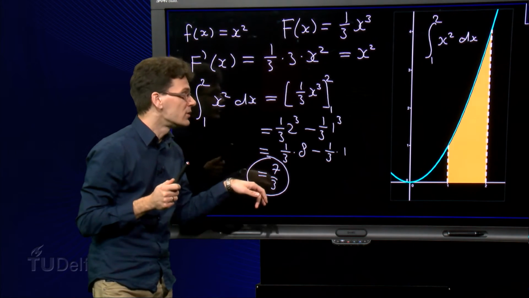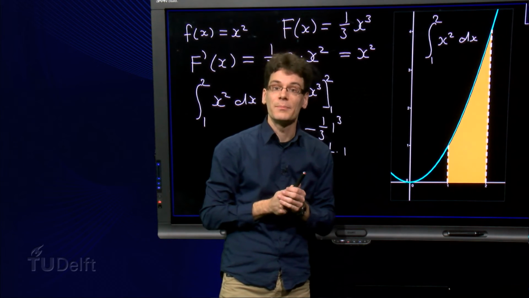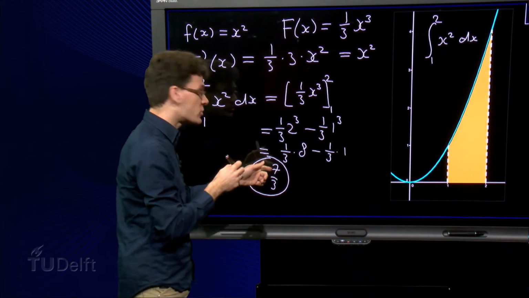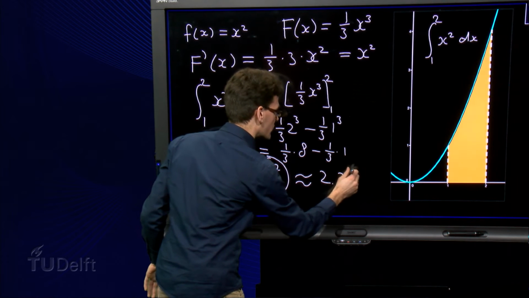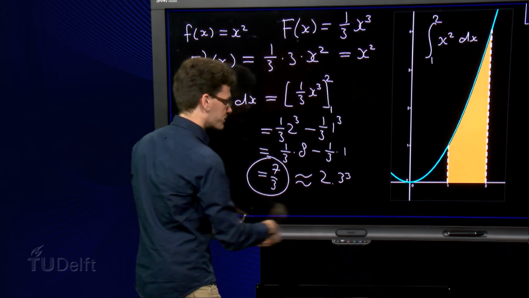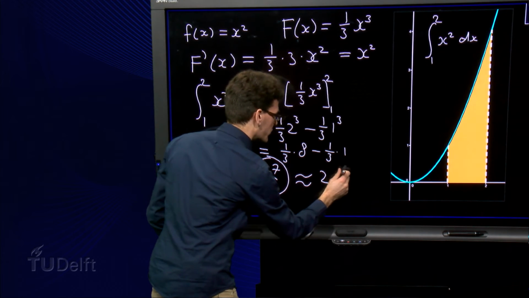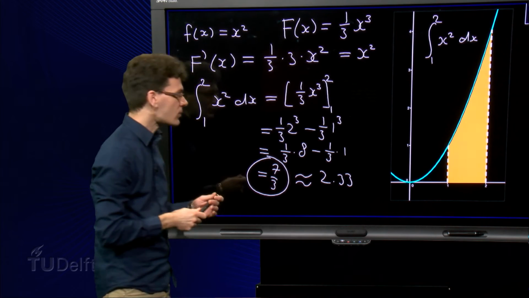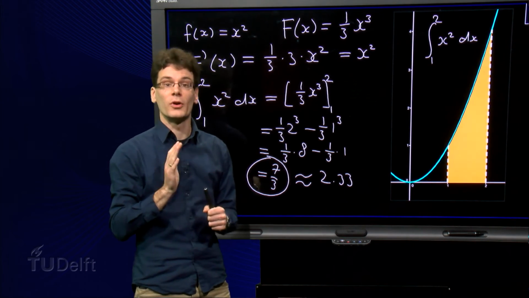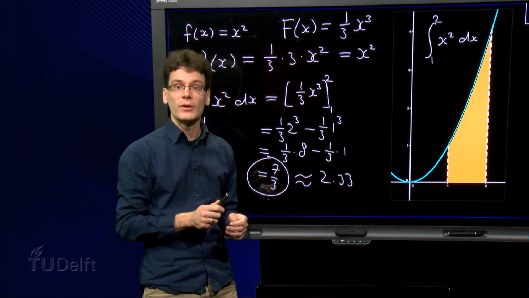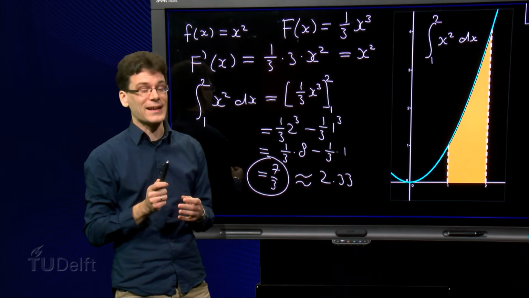And it is also the exact value of this yellow region in the picture. It is approximately equal to 2.33. So the area of this yellow region is approximately equal to 2.33, which seems reasonable if you look at the picture. But what's important is that we calculated the integral exactly.